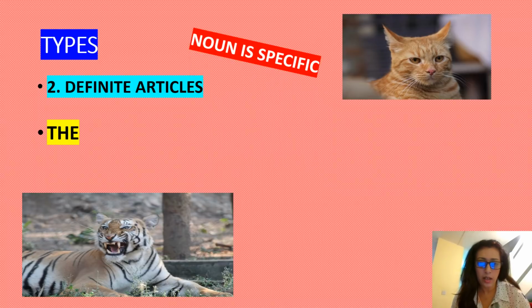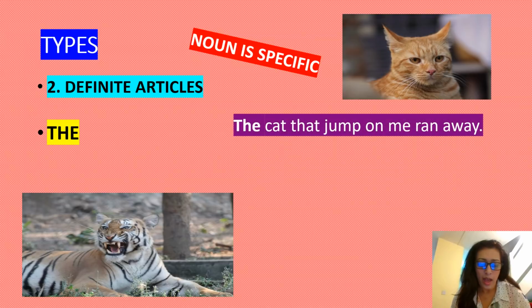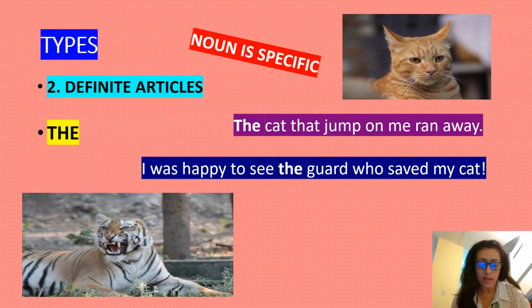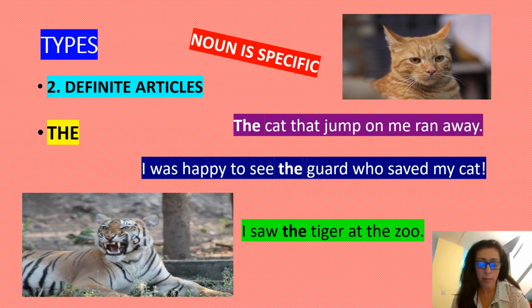So moving on to the second type, which is the definite article. Now, the definite article is used before singular and plural nouns, and the is the definite article. So the signals that the noun is definite and it refers to a particular member of a group. Let's take an example like: the cat that jumped on me ran away. Here we are talking about a specific cat, the cat that jumped on me.